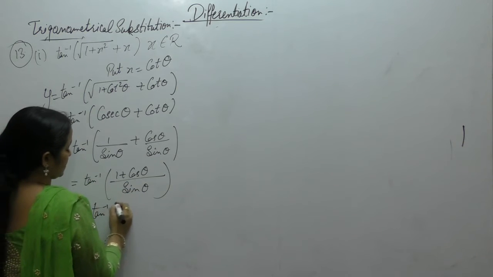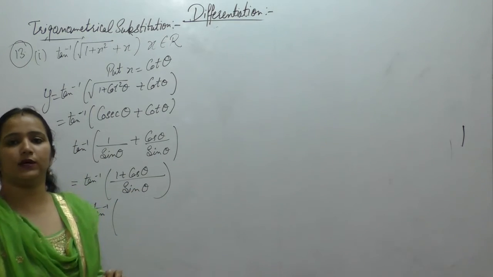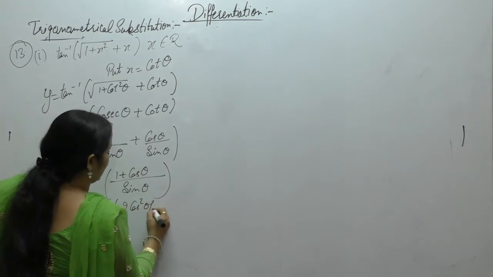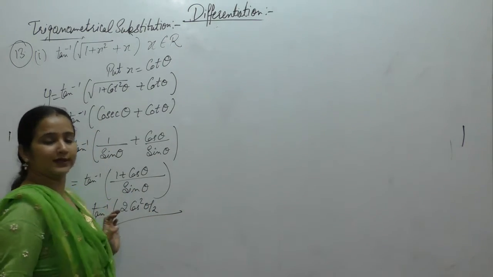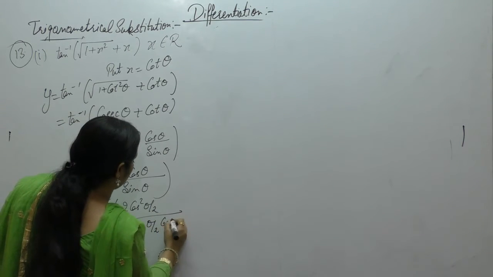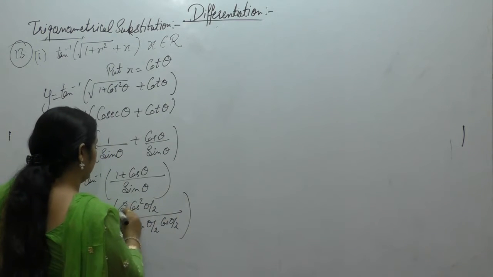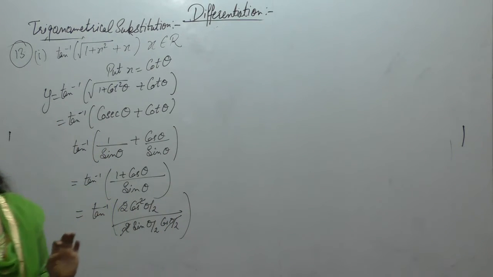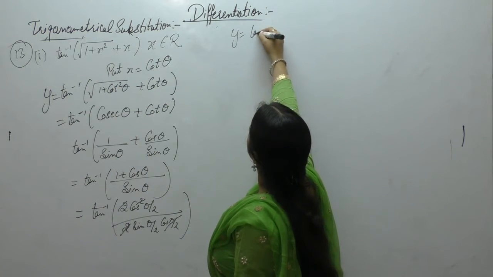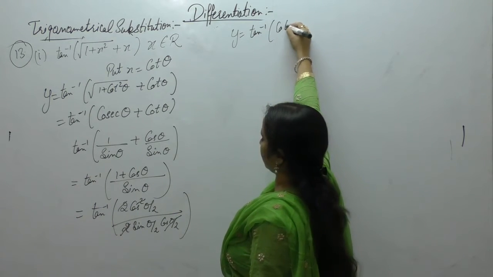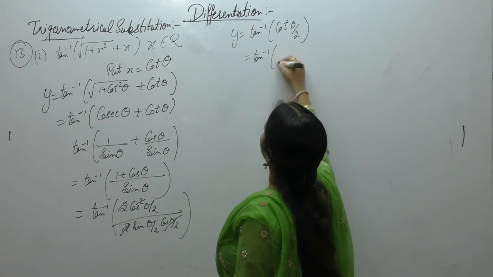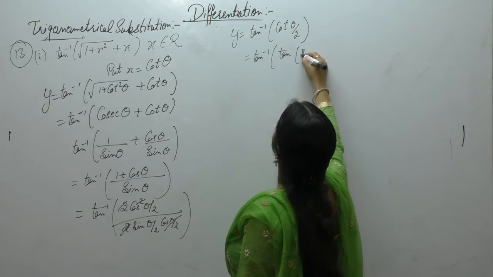Now 1 plus cos theta is equal to 2 cos square theta by 2. And write sine theta as 2 sine theta by 2 cos theta by 2. Cos upon sine is cot. So we get y is equal to tan inverse cot of theta by 2. Tan of 90 minus theta is cot theta.